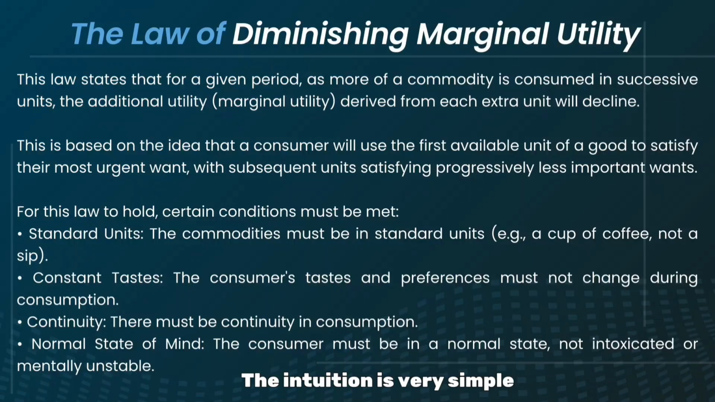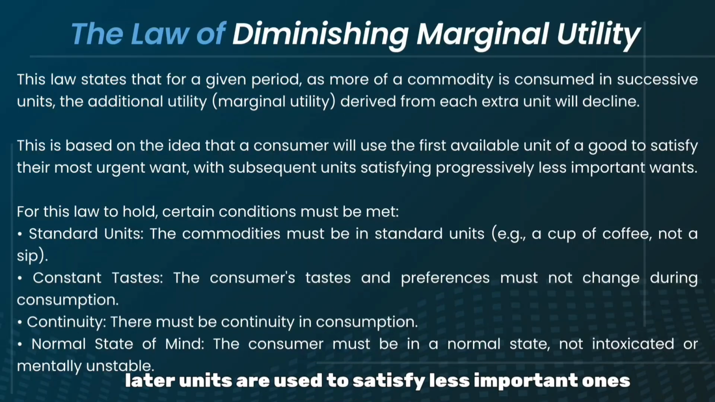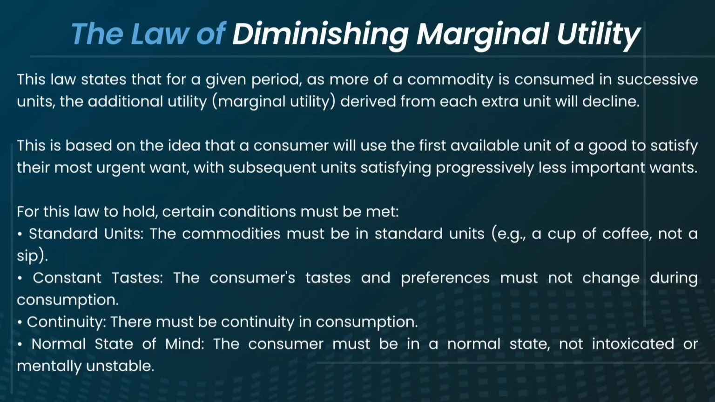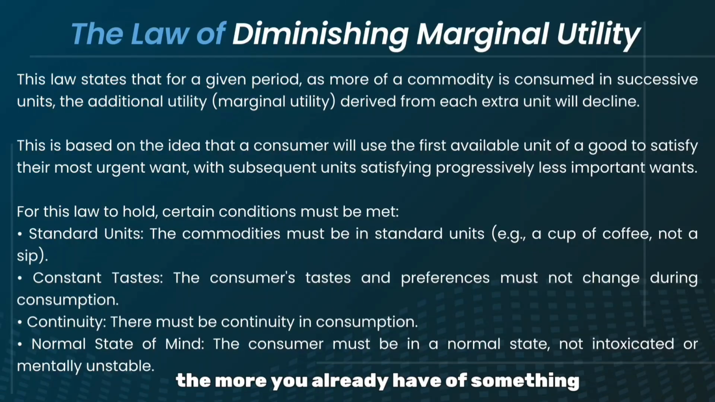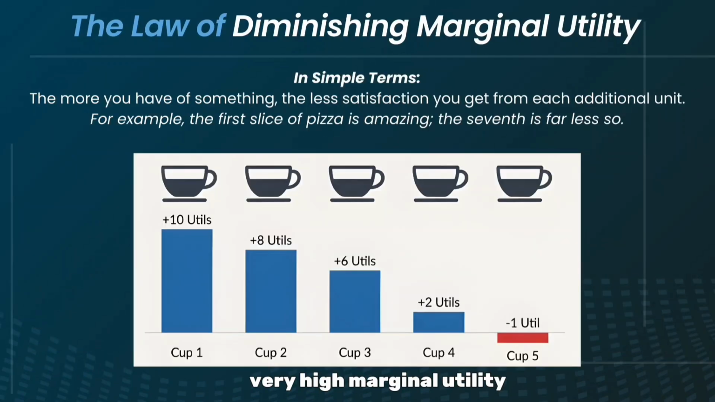The intuition is very simple. The consumer uses the first unit to satisfy the most urgent want. Later units are used to satisfy less important wants. In simple terms, the more you already have of something, the less additional satisfaction or benefit you get from one more unit. A classic example is pizza. The first slice gives very high marginal utility, but by the seventh slice, the extra satisfaction is much lower.